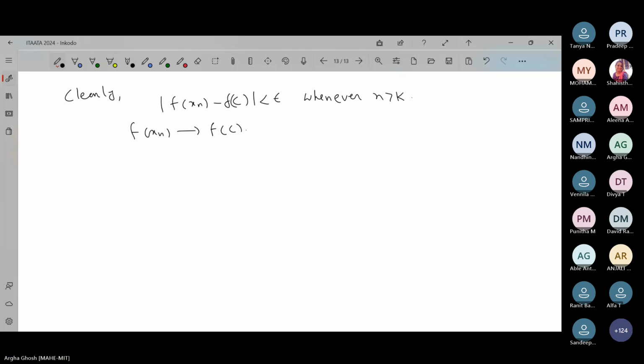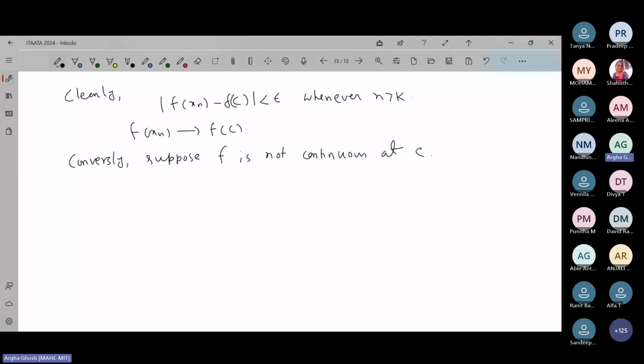Okay, the other way. Assume that if we have a sequence xn converges to c, then it's always implied that f of xn converges to f of c. We have to prove that f is continuous at c. We'll prove by contradiction. Conversely, suppose f is not continuous at c.